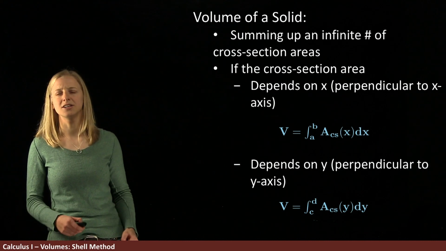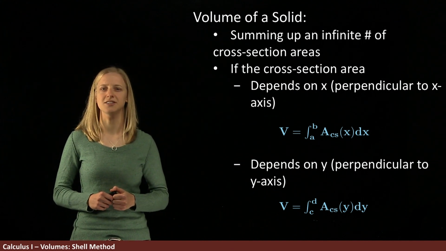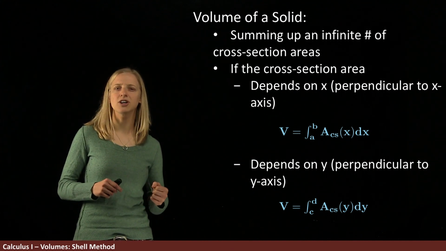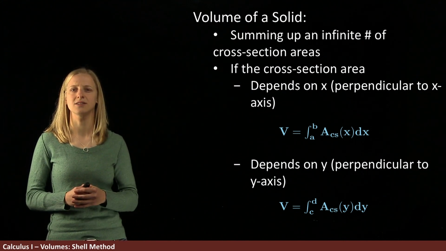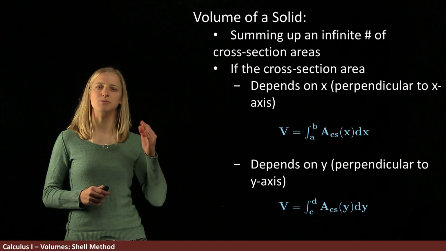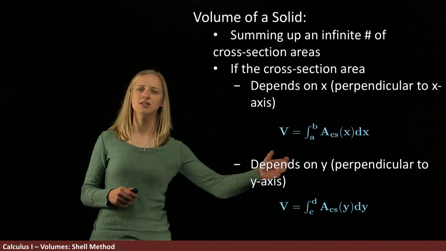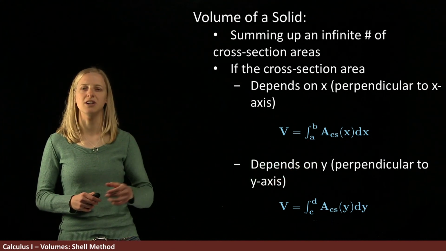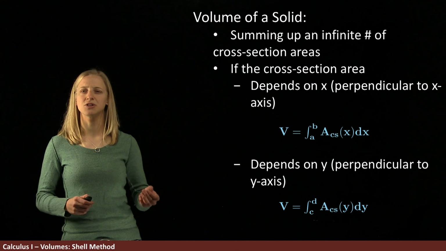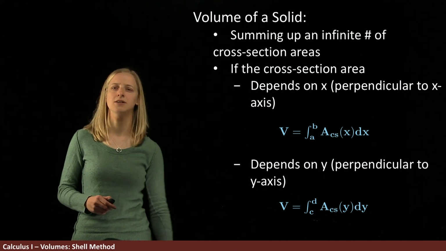To review from last section, we had that the volume of a solid can be found by summing up an infinite number of cross-section areas. And we found that if the cross-section area depends on the x, where it is along the x-axis, or in other words, that cross-section is perpendicular to the x-axis, then the volume is the integral of A of x dx, so that area is dependent on the x. And similarly, if it depends on y, we integrate with respect to y.